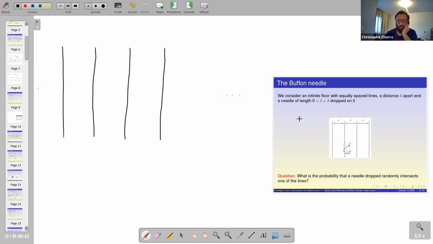Suppose that you drop on this floor a needle of length small l. A needle in French is une aiguille. So I have a distance delta between two lines here, and suppose that you drop a needle here. You drop a needle on the floor, so I have something like this.